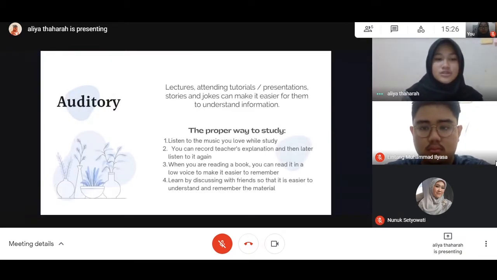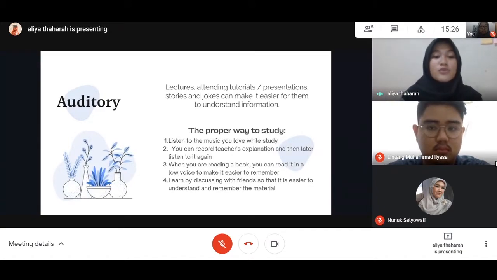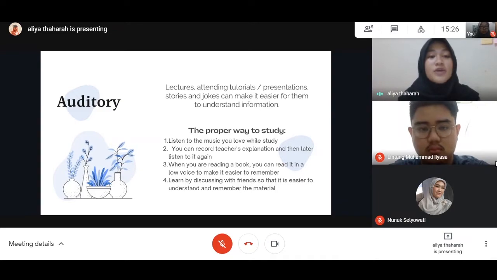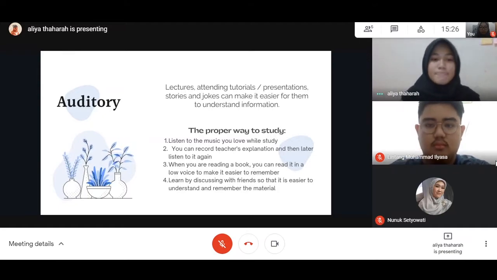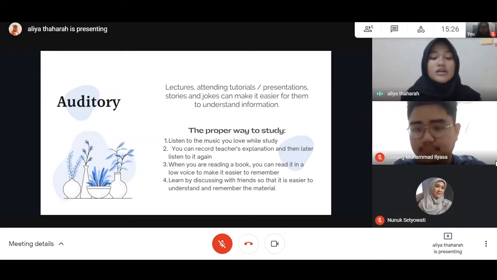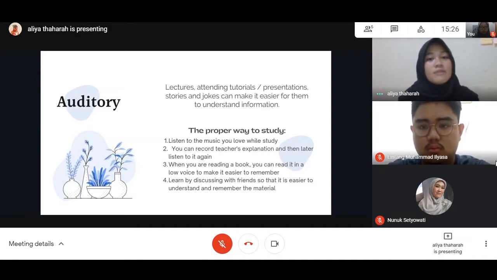And after that, there is auditory, of course from the word audio. A person whose learning style is auditory tends to love hearing lectures, attending tutorials or presentations, and stories and jokes can make it easier for them to understand information. The characteristics of auditory learners are that they remember what is heard more easily than what is seen, are easily distracted by crowds because they are more sensitive in hearing, and enjoy reading by making a sound or moving their lips.